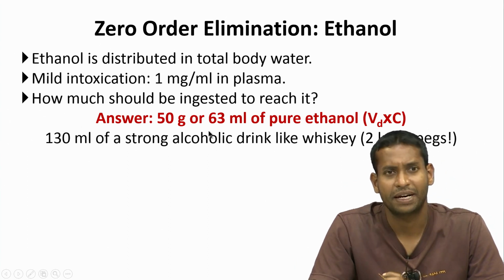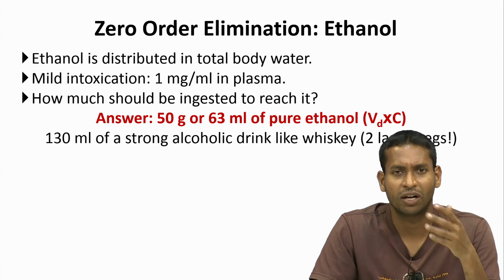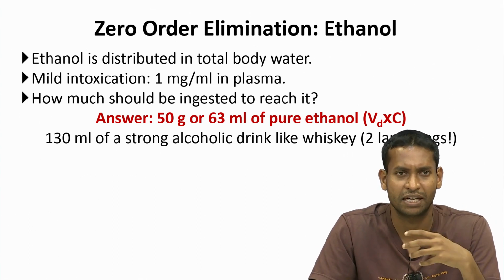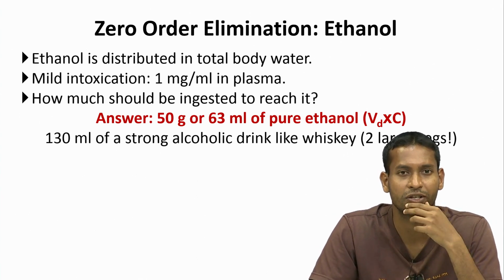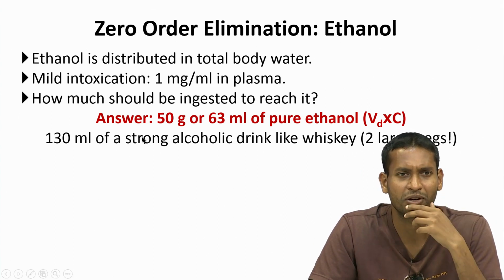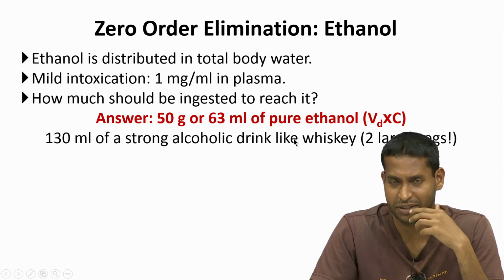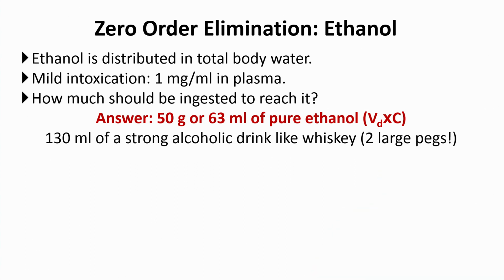Technically, if we are talking about strong alcoholic drinks like rums and whiskies, they have about 40 to 50% ethanol concentration. So we are really talking about 130 ml of a strong alcoholic drink. It's not too high, people do drink that much, so it can easily be built up to that amount.